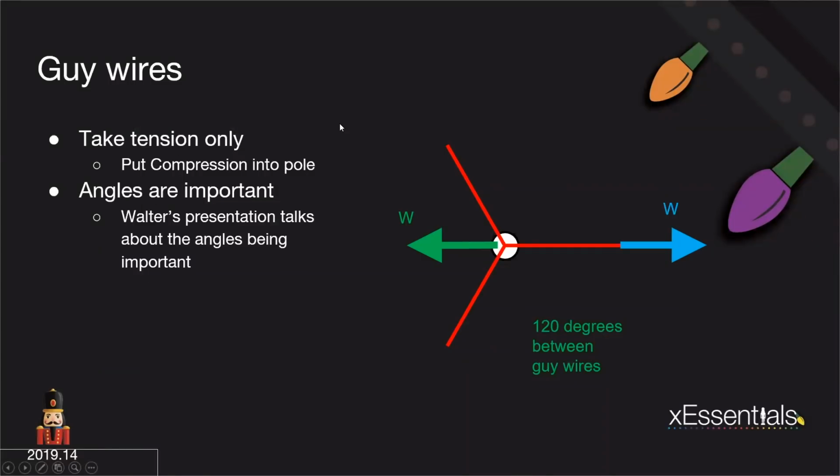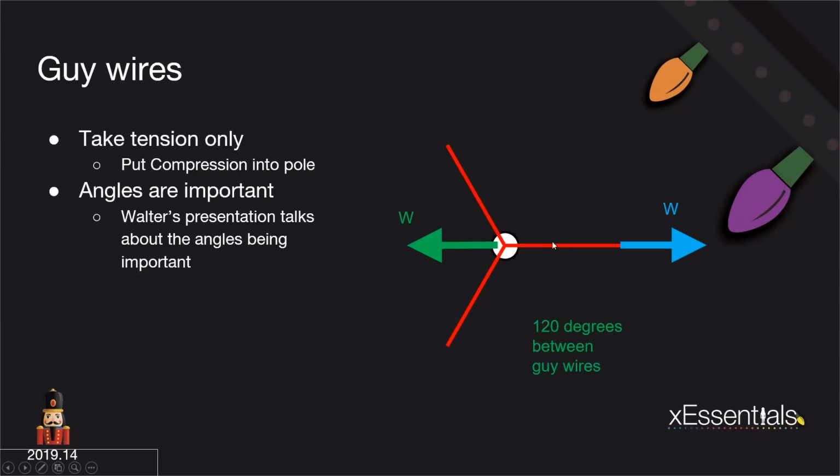There were a couple of questions, I know, with Walter's presentation on the angles of the guy wires and how important that is. I just kind of want to illustrate that. Typically, people are using 3 guy wire systems. If you use more, 4 wires, 5 wires, 6 wires, the more you have, the better off you are. But most people want to minimize that because it distracts from the show. You'd have 3 wires at 120 degrees from each other like this.